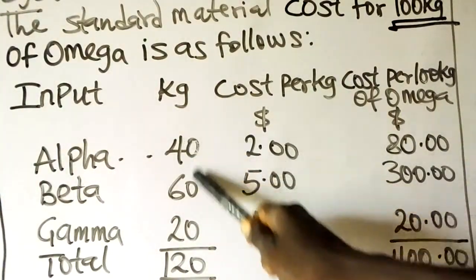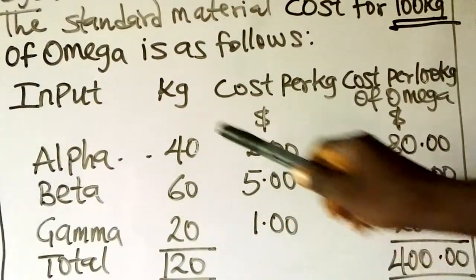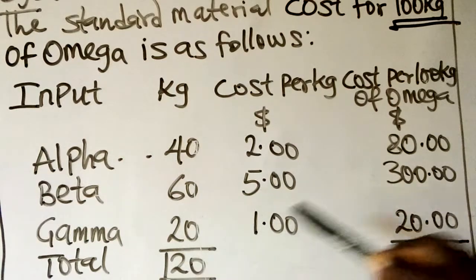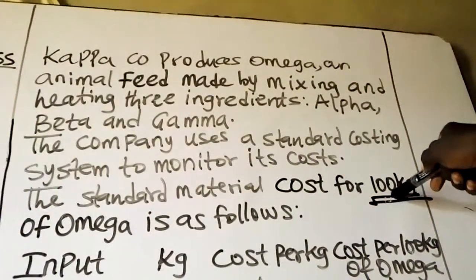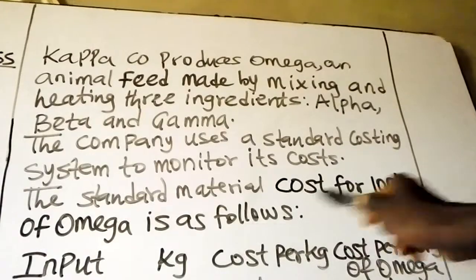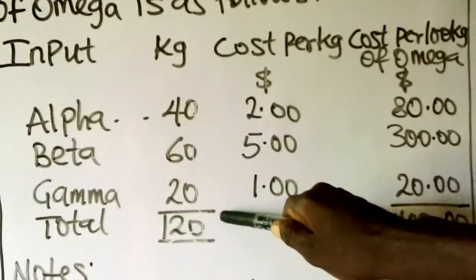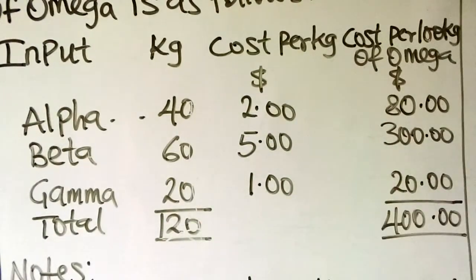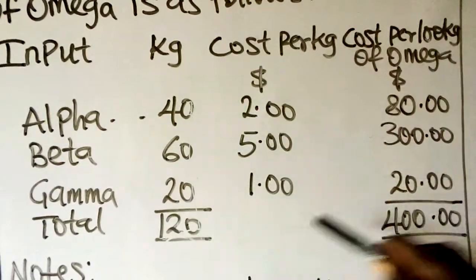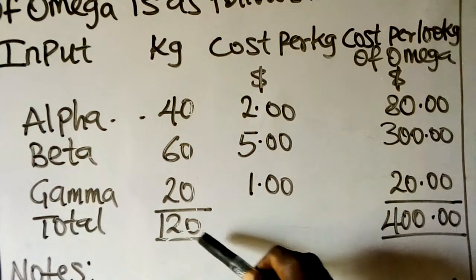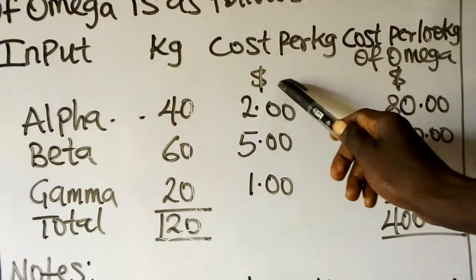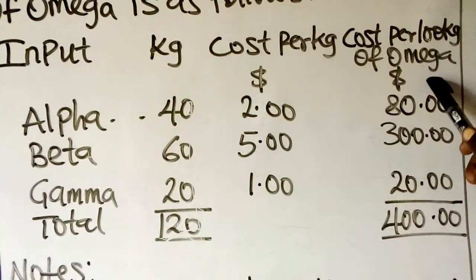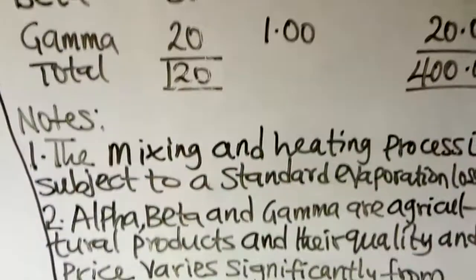40 kg, that is the standard quantity, 60 and 20 respectively, and that sums up to 120. But this is the standard input, and you were told that it was based on 100. That is, the standard material cost for 100 kg is what you are given here. If it is for 100 kg, that means this is supposed to be 100. That means 120 will be used to produce 100. Therefore, 20 have been lost. That means there is material wastage of 20 kg. And you are given information about the standard cost per kg and the standard cost for 1 unit of the product.